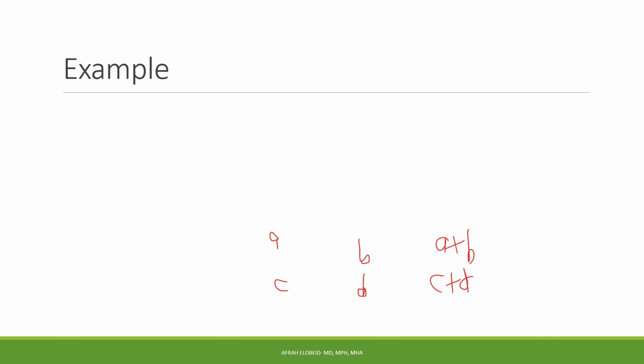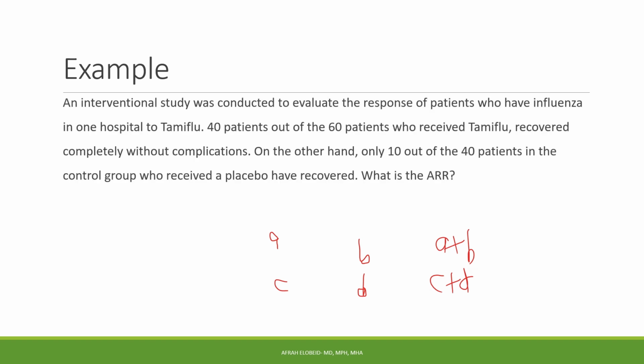Let's do an example as usual to put things into practice. This example says that an interventional study was conducted to evaluate the response of patients who have influenza in one hospital to Tamiflu. 40 patients out of the 60 patients who received Tamiflu recovered completely without complications. On the other hand, only 10 out of the 40 patients in the control group who received a placebo recovered. What is the absolute risk reduction?